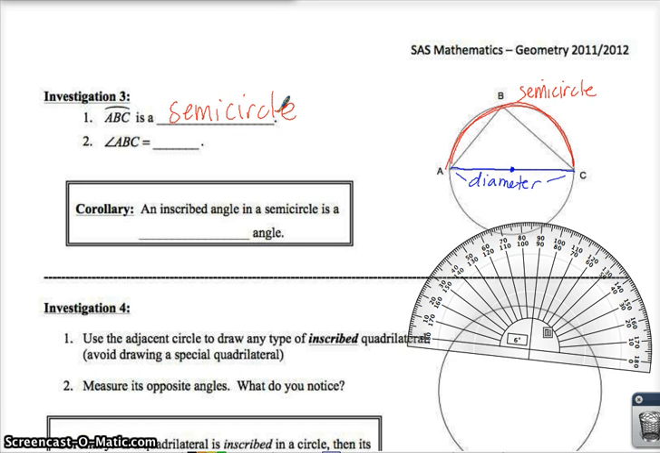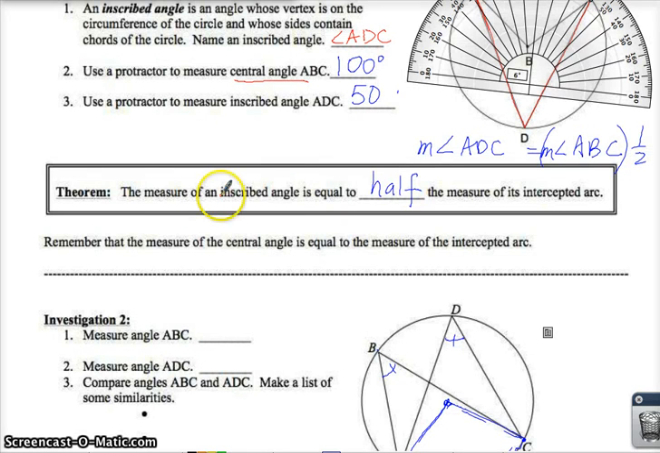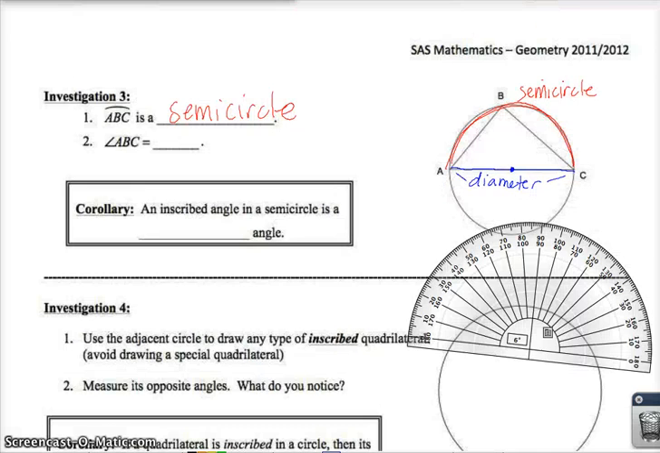Well, if arc ABC is a semicircle, then what does the measure of angle ABC equal? Well, we just learned back here, on this previous page, that an inscribed angle is half the measure of its intercepted arc. Well, here's an inscribed angle. ABC is an inscribed angle, so therefore it must be half the measure of its intercepted arc.